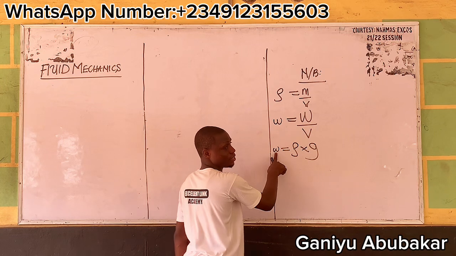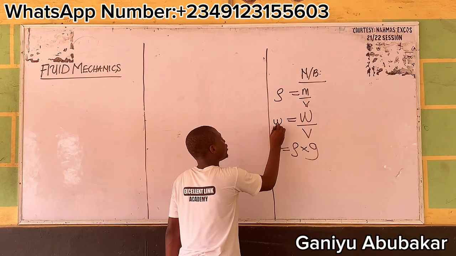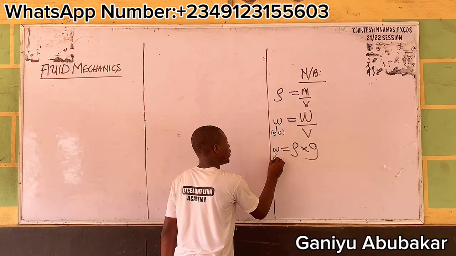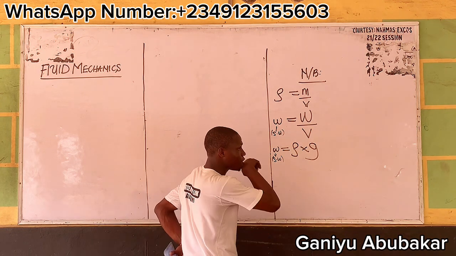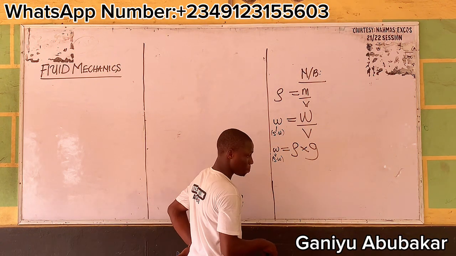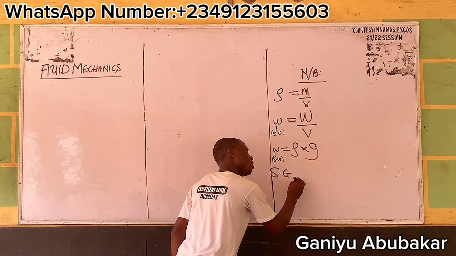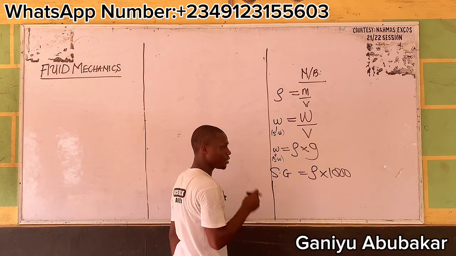This one is specific weight. This one is total weight. This one is specific weight. SG, specific gravity. That's the meaning. Also note this, please. Note that specific gravity is equal to density over 1000. Note this.